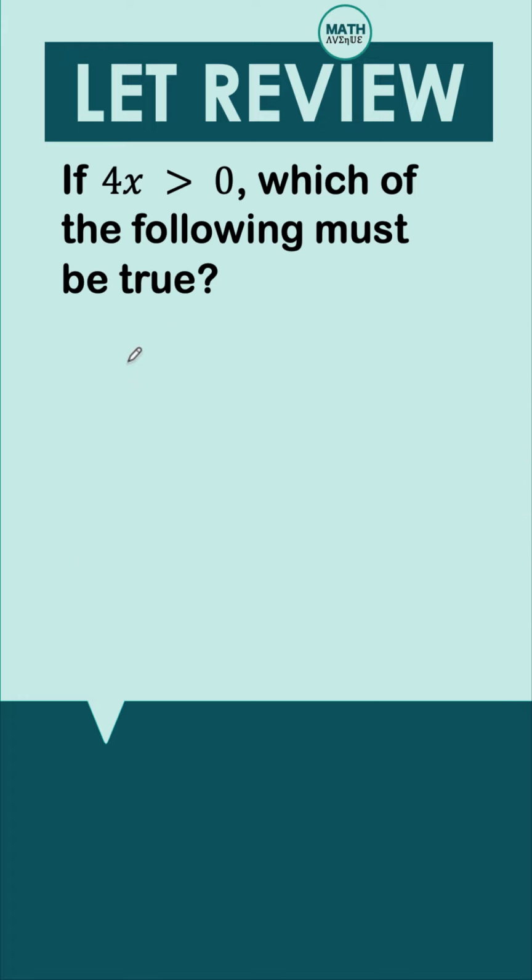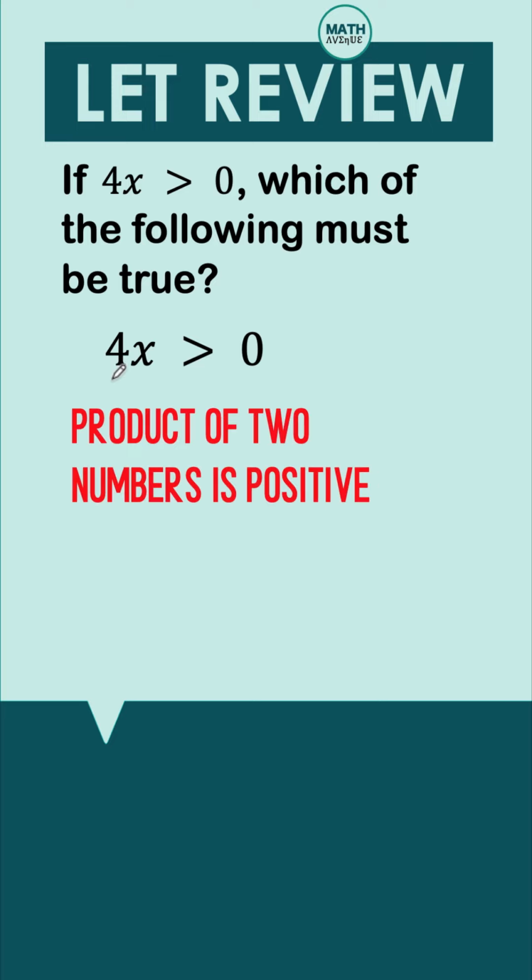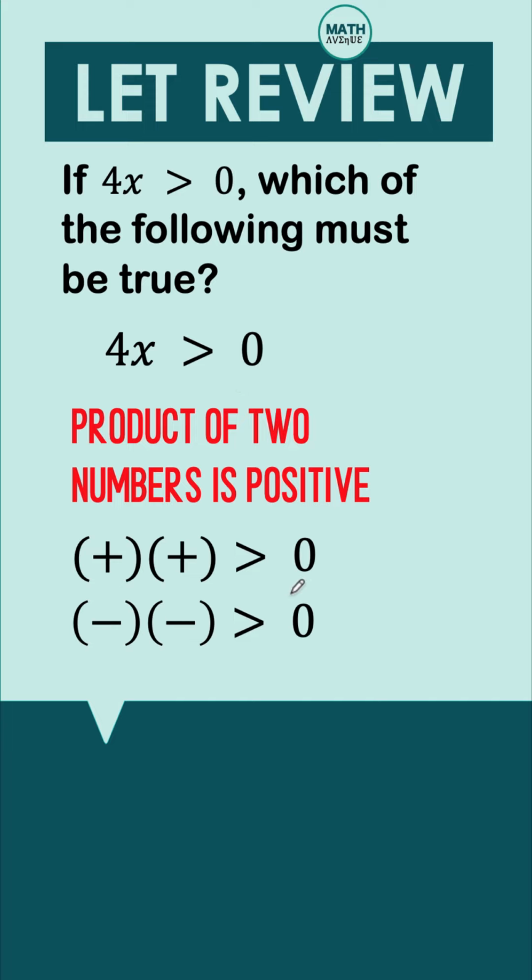When I say 4x is greater than 0, this means that we are taking the product of two numbers and we want the product to be positive. And there are only two ways for that to happen. One is if both are positive, the product is positive, or both of those numbers are negative, the product is also positive. Now here, obviously, 4 is already positive. Therefore, the second case cannot be true.